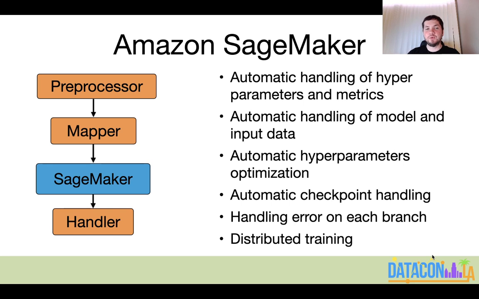In our case, we will use Mapper to prepare our training parameters, and SageMaker will handle the training itself. The main advantage here is that SageMaker will handle a lot of things automatically. For example, it will handle hyperparameters and metrics, input model and input data, saving the model in the model registry, and hyperparameter optimizations. And in case you're using SageMaker with spot instances, it will implement logic for checkpointing. And it can also handle distributed training if you need it.